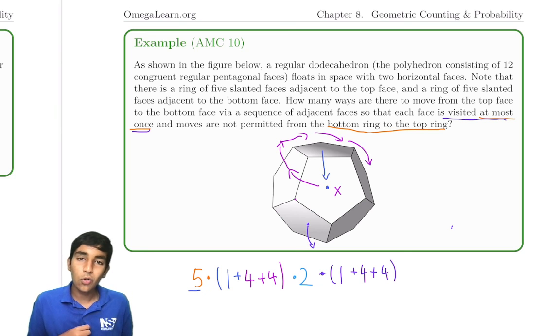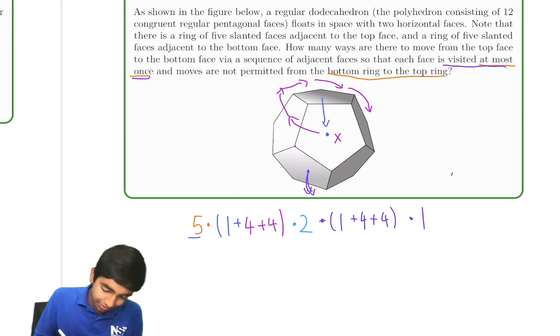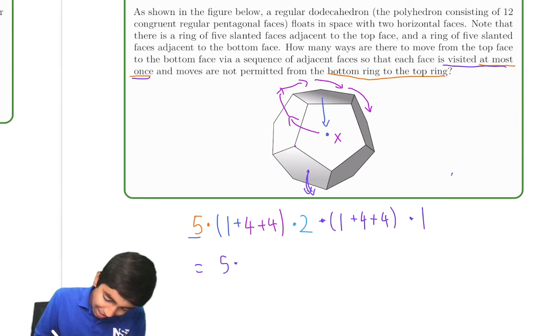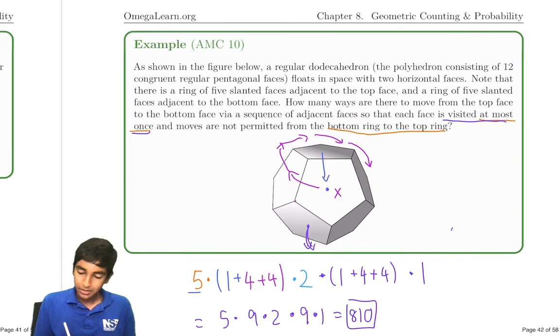So that's it. And after that, finally, you've only got one choice to reach the bottom. You just go to the bottom. One choice. Let's finally multiply this up. 5 times 9 times 2 times 9 times 1 equals 810. And that is our answer.